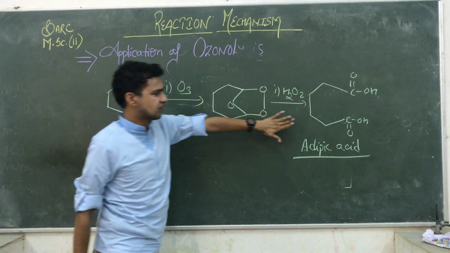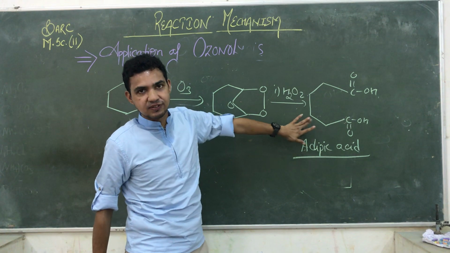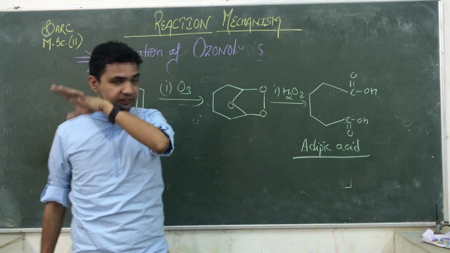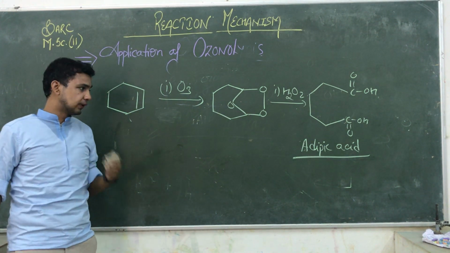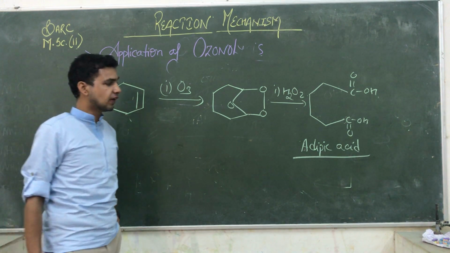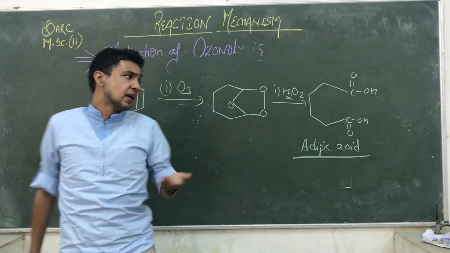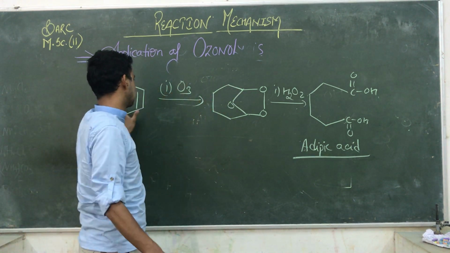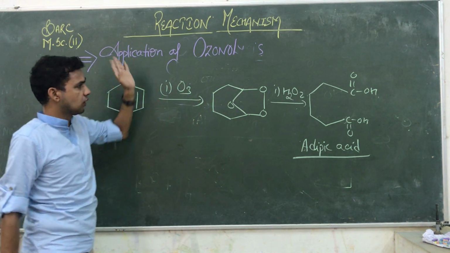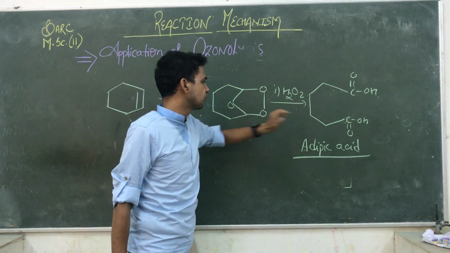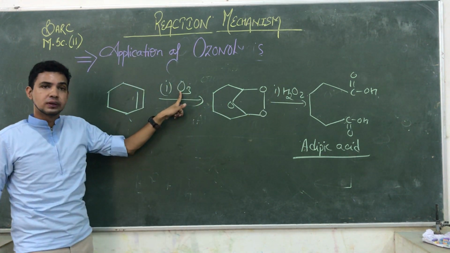You know, this is a major component to synthesize nylon 6. So nylon 6 is synthesized from hexamethylenediamine, and the other component we are using there is adipic acid. So we need to synthesize it. That is very difficult to synthesize through cyclohexene, but there is only one way to synthesize these compounds, via ozonolysis.